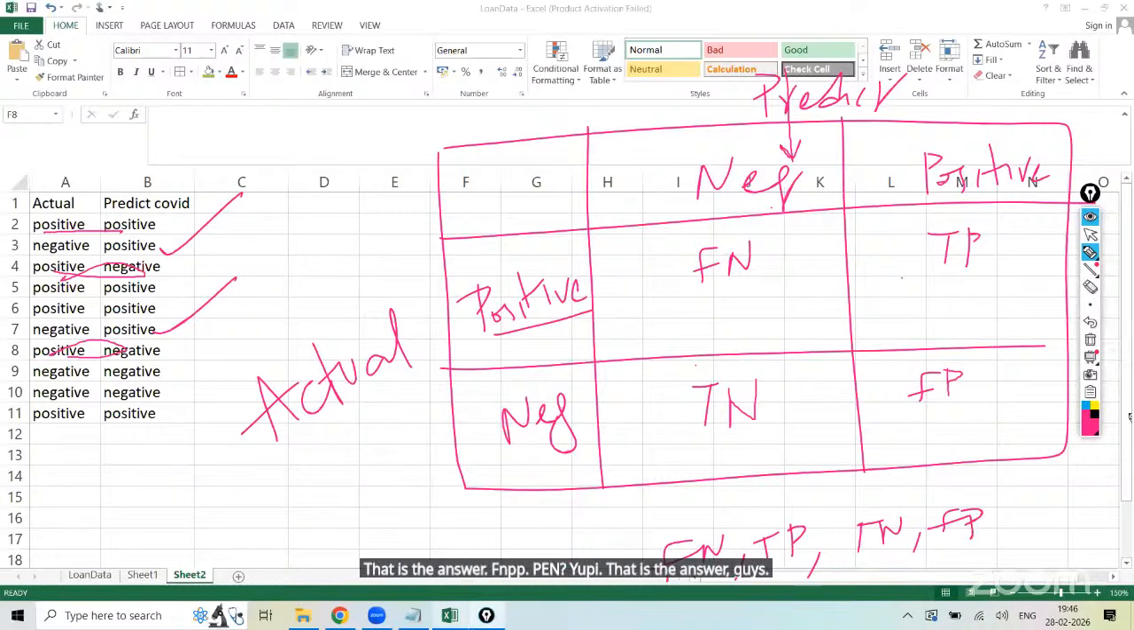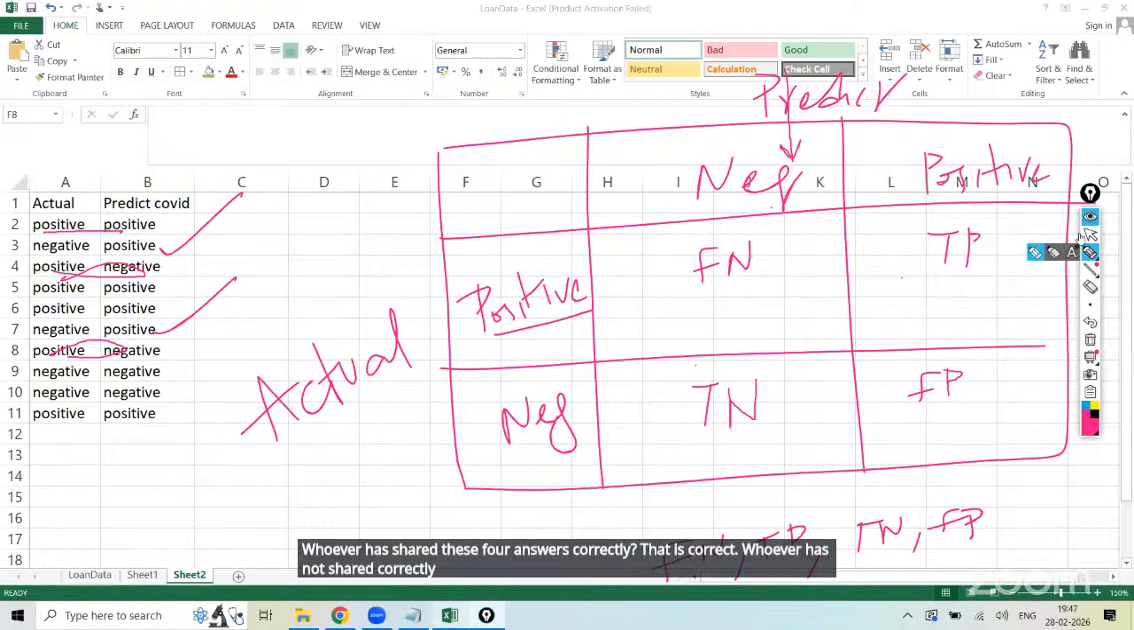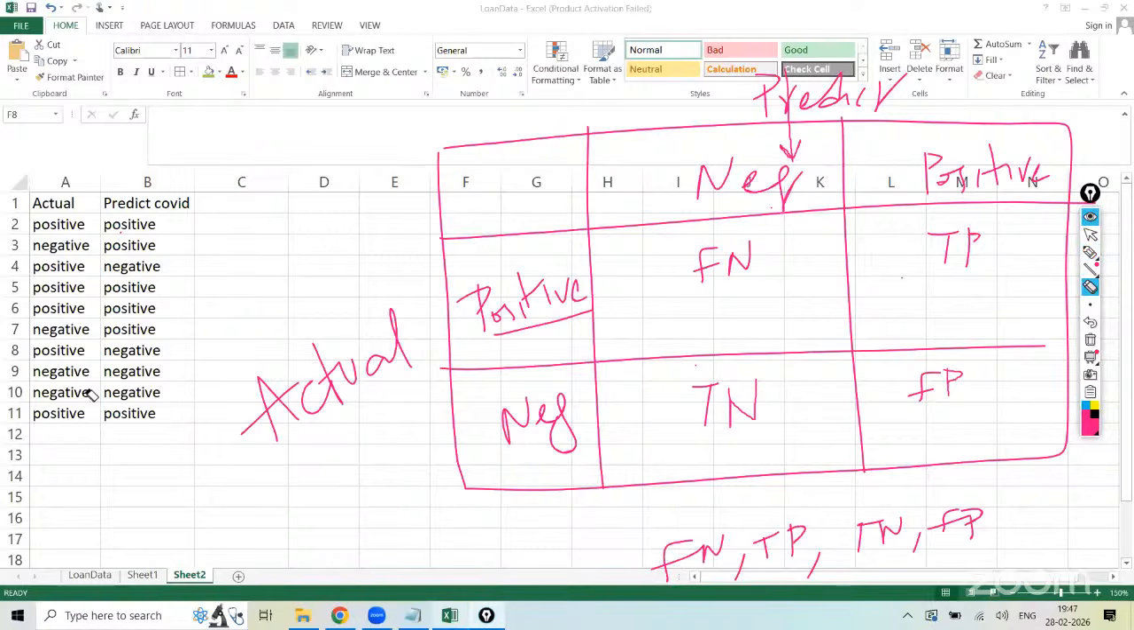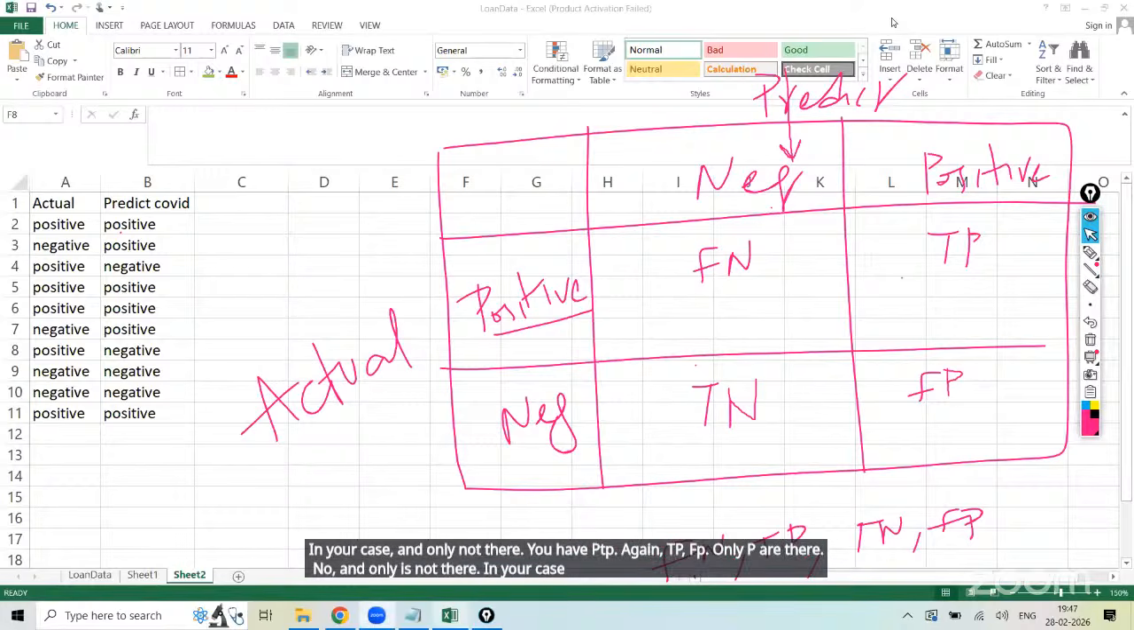Whoever has shared these 4 answers correctly, that is correct. Whoever has not shared correctly, cross check where you have made the mistake. Abhishek Jadhav, where is the mistake? In your case, N only is not there. FP, TP, again TP, FP. Only P are there. In your case, total N is 0. Cross check, Abhishek.